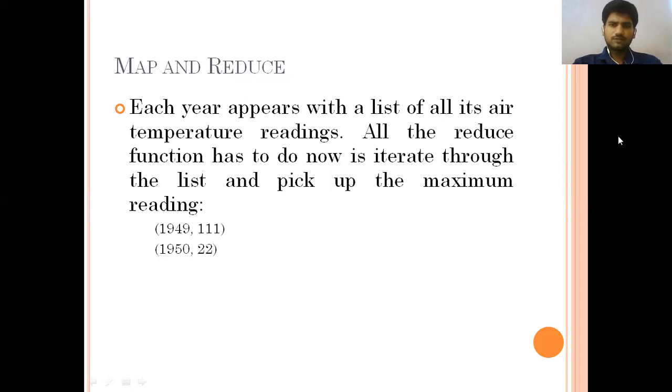In the first we have two, and in the other we have three, so it is going to read the maximum. In the first one we have 111 and 78, and in the second one we have 0, 22 and minus 11. Out of these, 78 and 111 are the biggest, and those are going to be read by the reduce function.